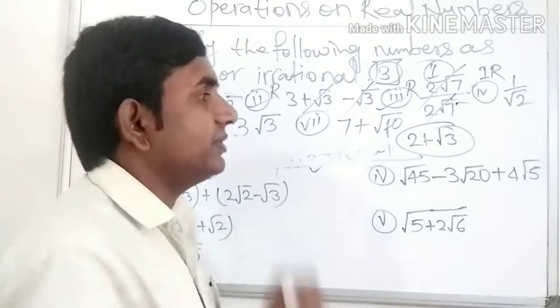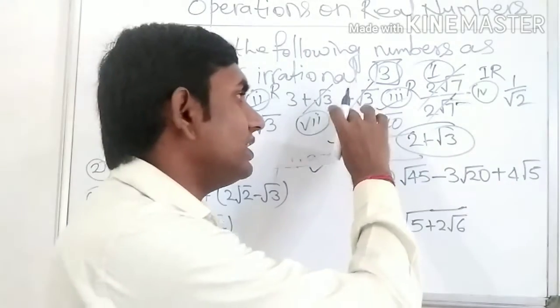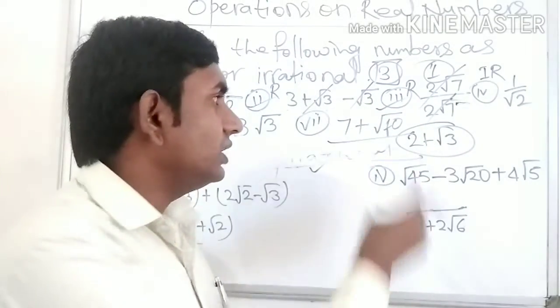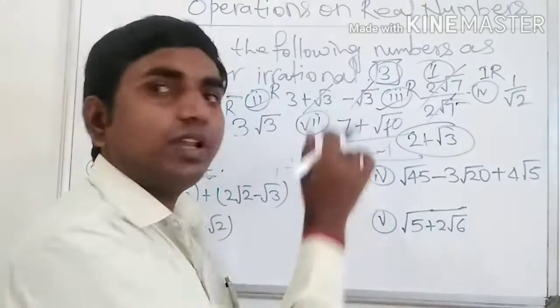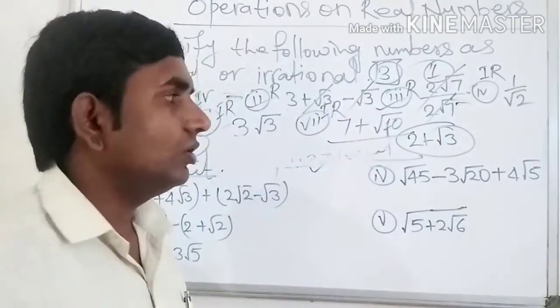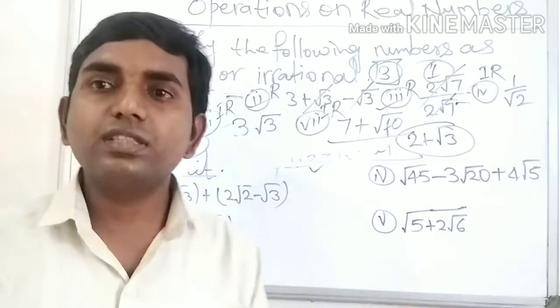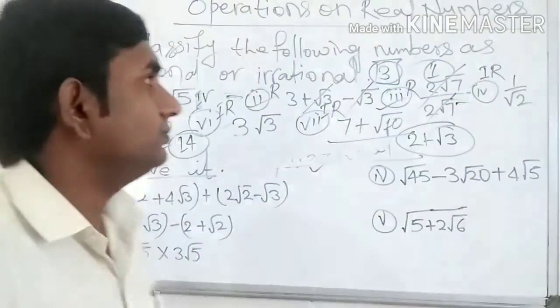Now in question number 7, 7 plus under root 2 is given. Here one is a rational number and the other is an irrational number. Here the operation applied is plus. So 7 plus under root 2 is also an irrational number. Okay, so on this basis we can easily classify whether a given number is rational or irrational.